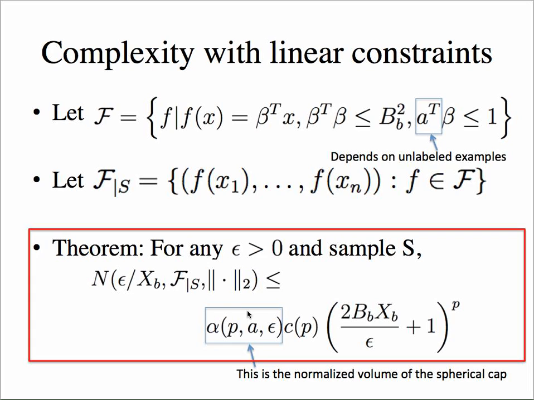The first term gives us the fraction of the volume remaining after the ball is intersected with a linear constraint, which is in our case A transpose beta less than or equal to 1. Geometrically, what happens is that when we have a linear constraint and a 2 norm based ball constraint, the linear constraint splits the ball into two spherical caps, and alpha represents the fraction of volume remaining in the spherical cap after we remove the other spherical cap.